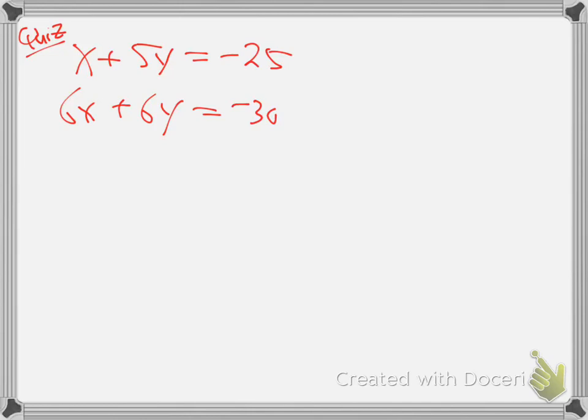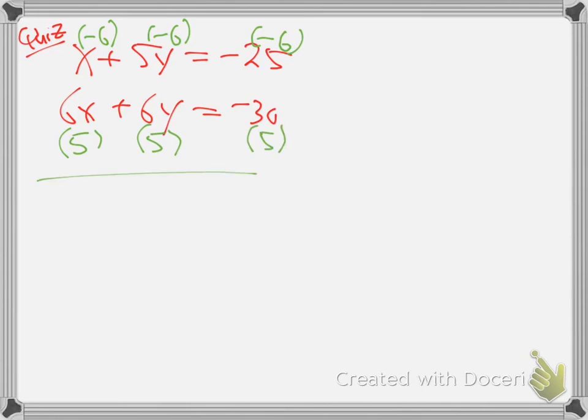Multiply what? You've got to multiply this guy by -6, and this guy by 5. See, that'll make the y's both become 30. One of them will be a -30, one will be a +30. That'll work. That'll work also.